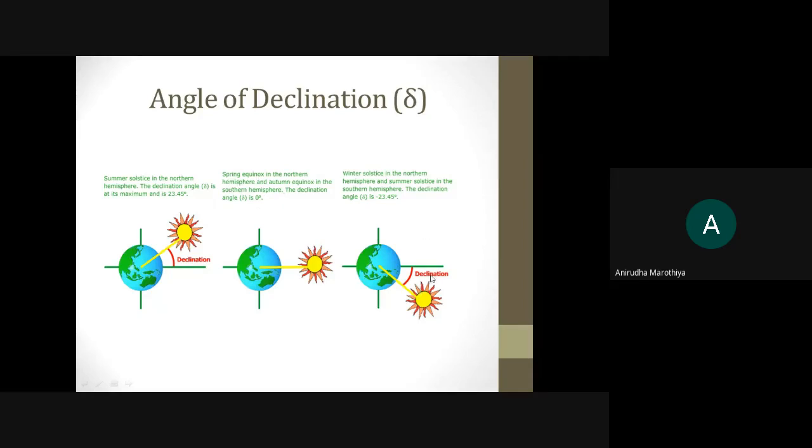In the same way, if we change the position of the sun and it is in the southern hemisphere, then in that case the value of del is minus 23.45. So this you have to remember.